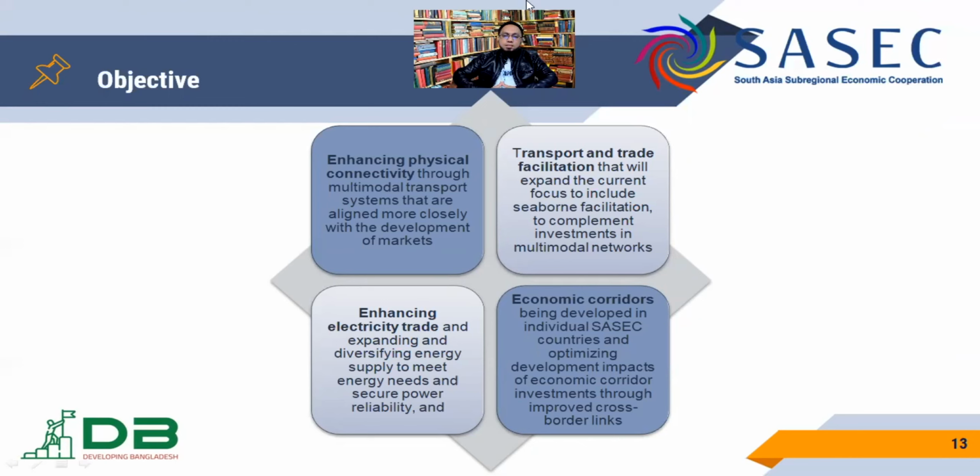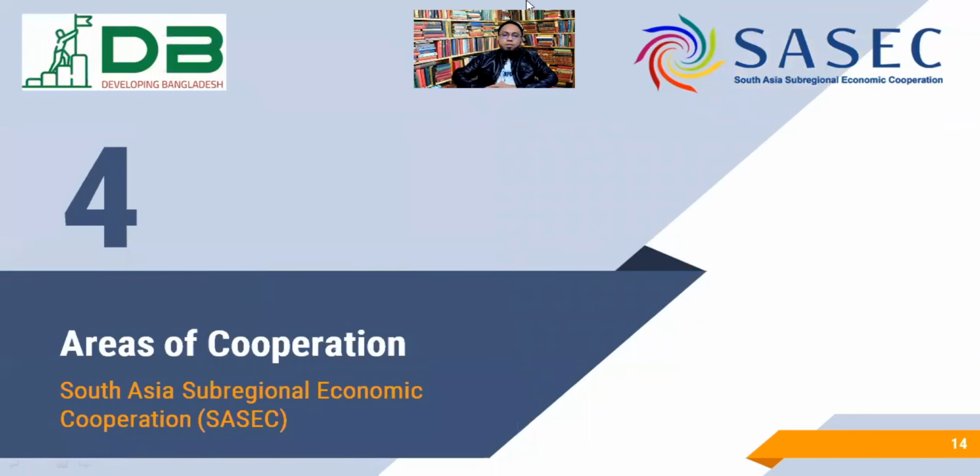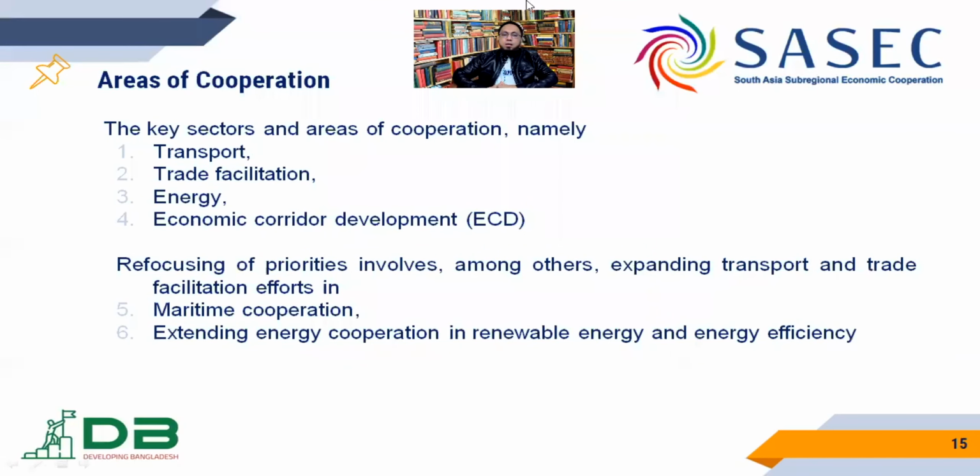So third one is enhancing physical connectivity. That means development of economic corridors was another objective of SASEC. In the areas of cooperation, we find primary objective was 4, that is transport, trade facilitation, energy, and economic corridor development. This was the primary objective of SASEC.